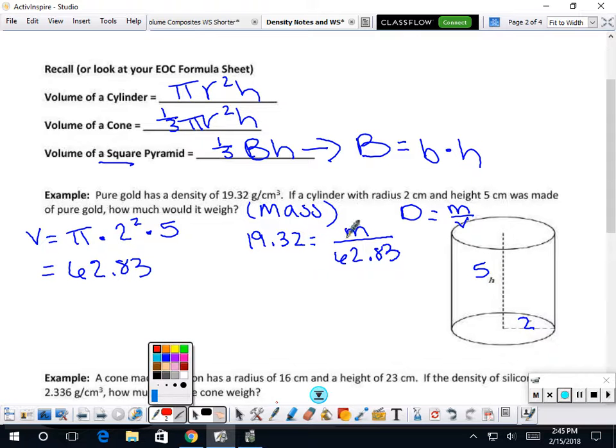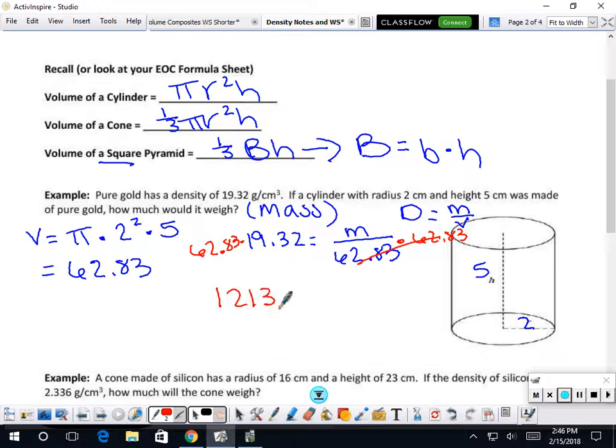Again, to solve for mass, we multiply volume times density. So I'm going to multiply 62.83 times 19.32. You should get 1,213.876. We can round that to 1,213.88. For mass, our units would be grams.